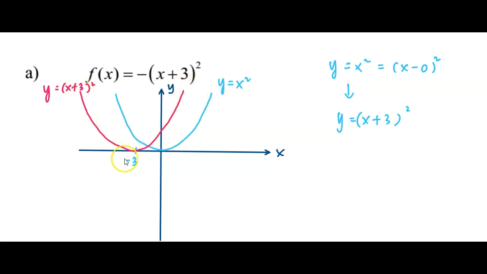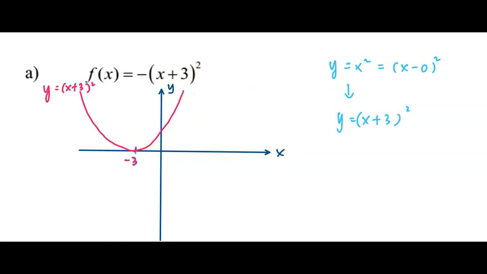You can always check whether this translation is correct by substituting y equals 0. You will have x equals negative 3. So it is correct, because the x-intercept is at (negative 3, 0). The basic graph of y equals x squared, you can just erase off.